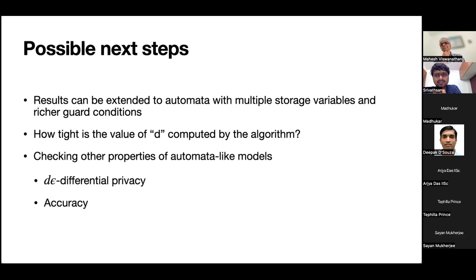No. My question is, can you change the definition of differential privacy to get rid of exponential and use some other function and still get some sensible answers?